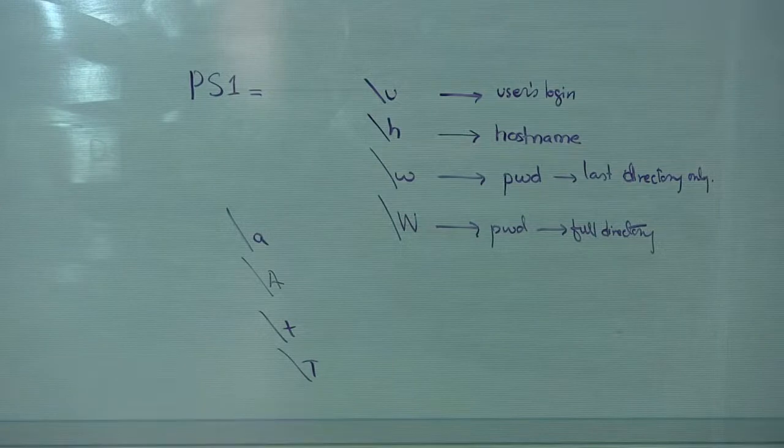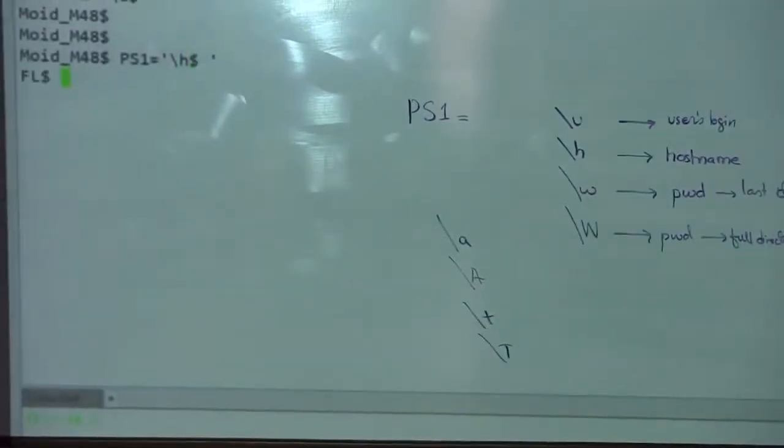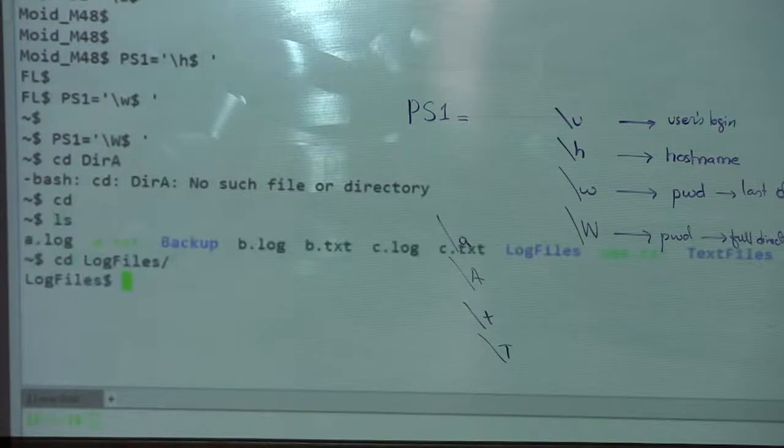So let me show you. Instead of this, if I change this to host, there you go. I have just the host name now. Instead of this, I'm going to change this to present working directory only. So now it is showing me that I'm in my home. Instead of this, I'm going to use the capital W. That means show me the full path. So cd to directory A, for example, then ls, cd to log files. There you go. See how it is giving you the log files in there, and so on.